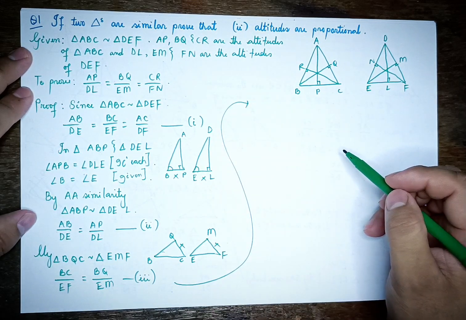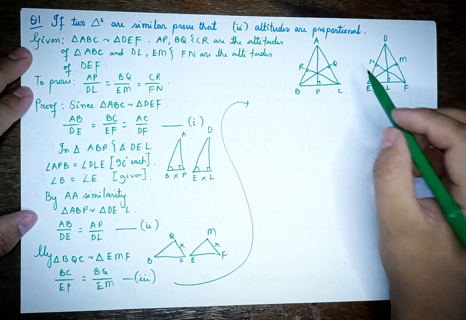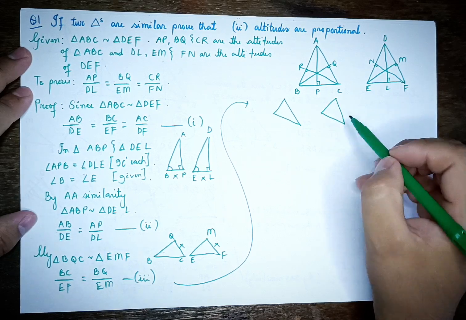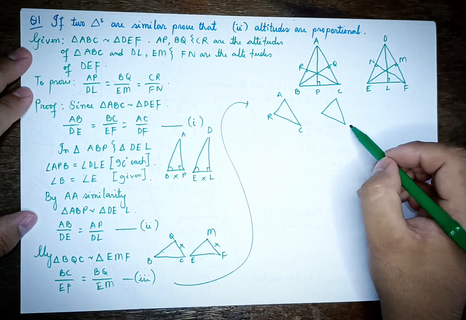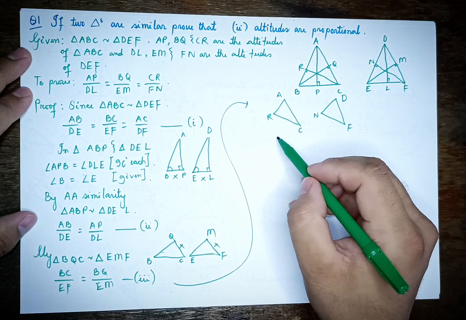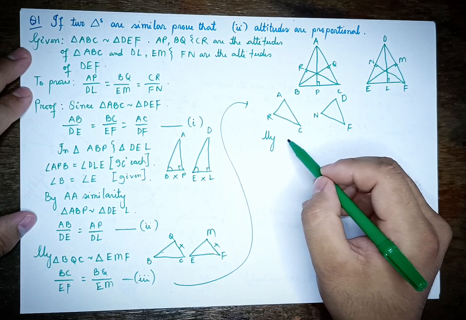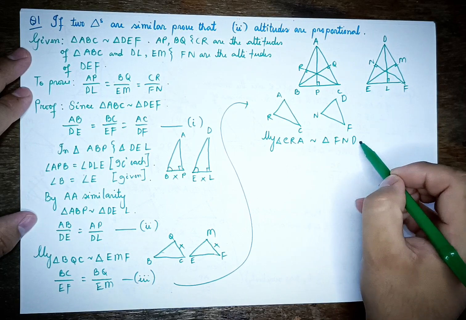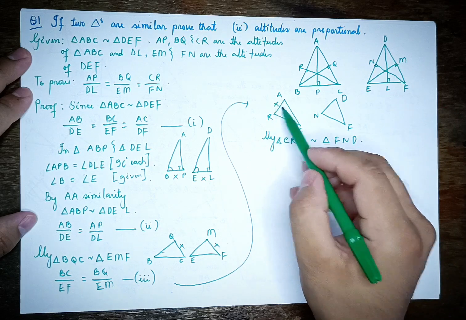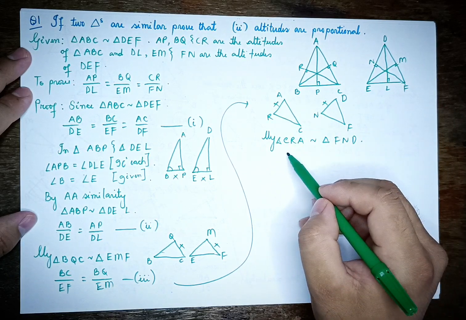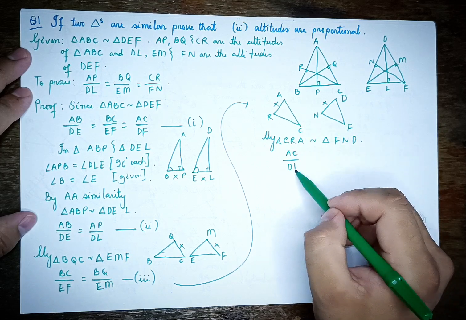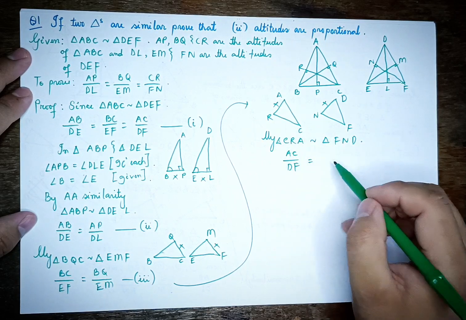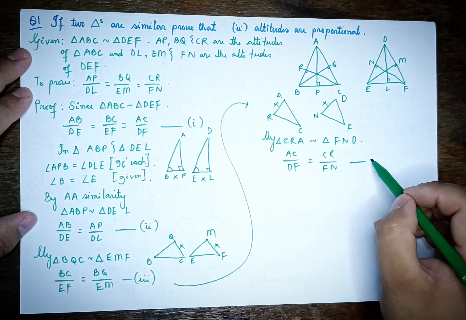Similarly, taking triangles CRA and FND, triangle CRA is similar to triangle FND, so the corresponding sides are in the same ratio. AC by DF is equal to CR by FN. Call this equation number 4.